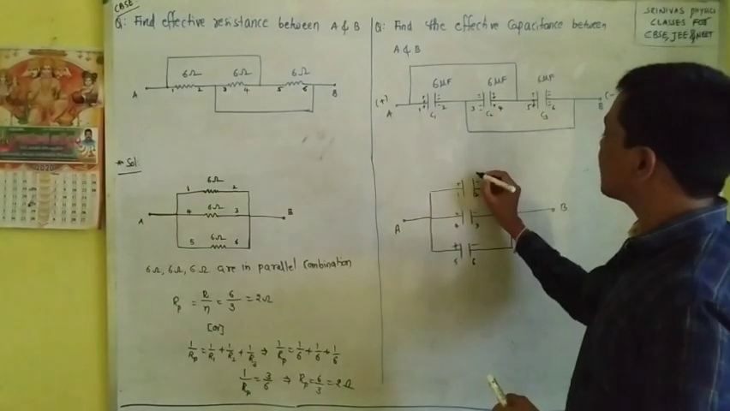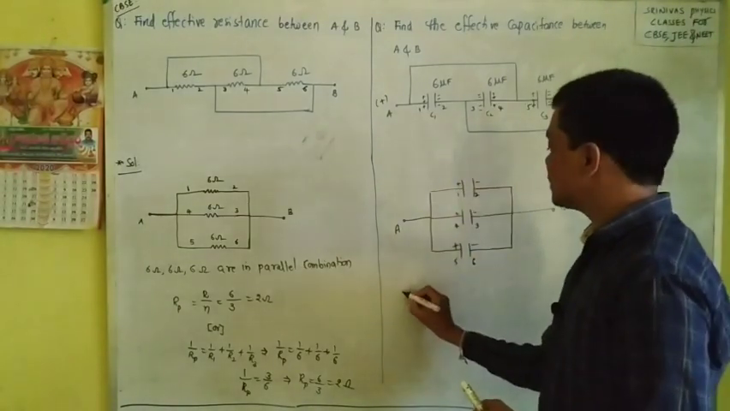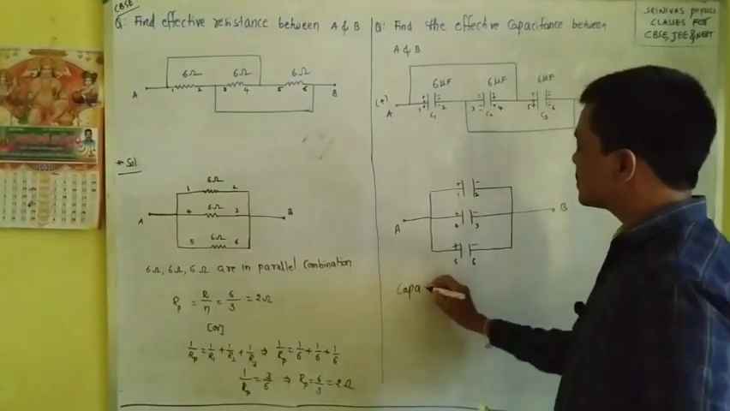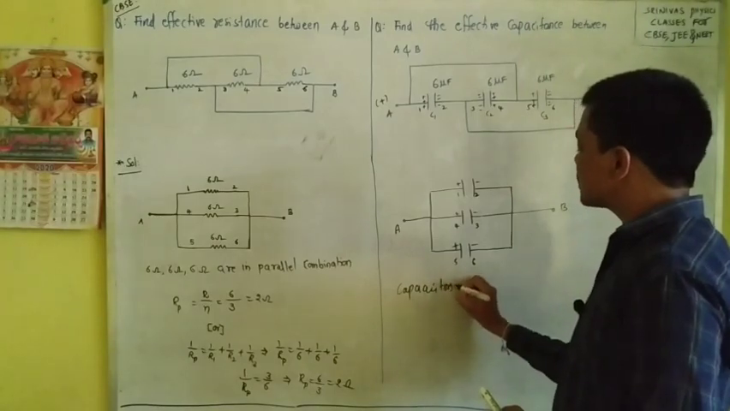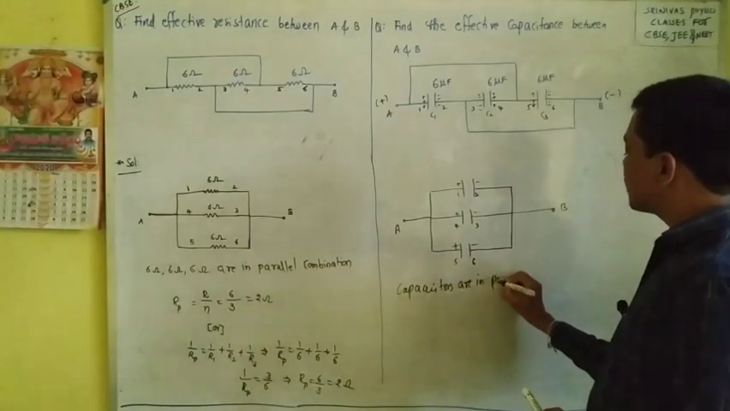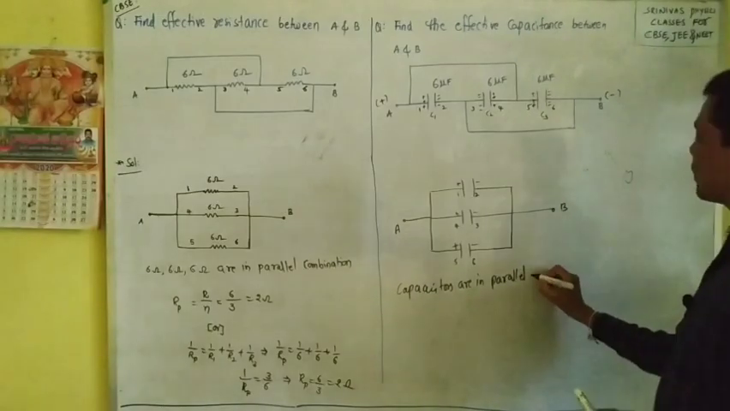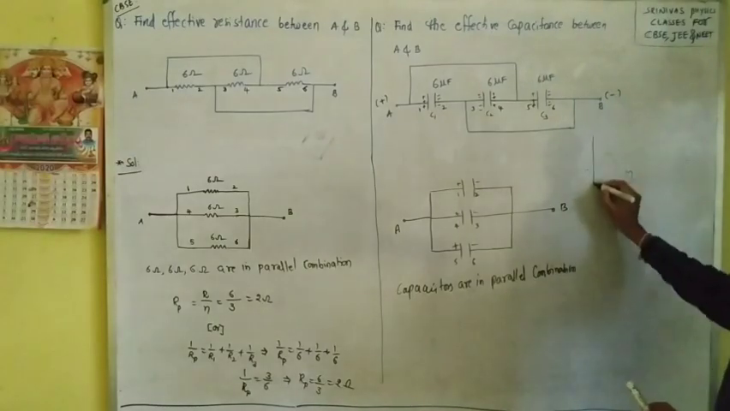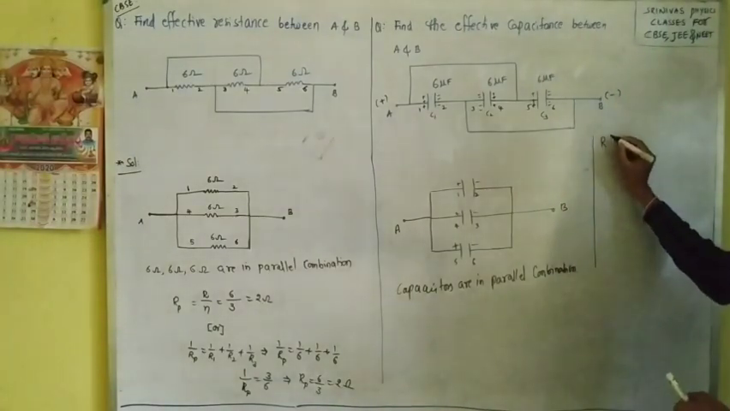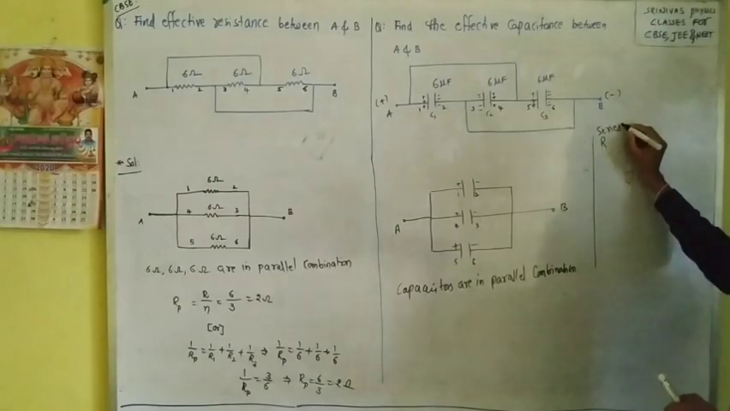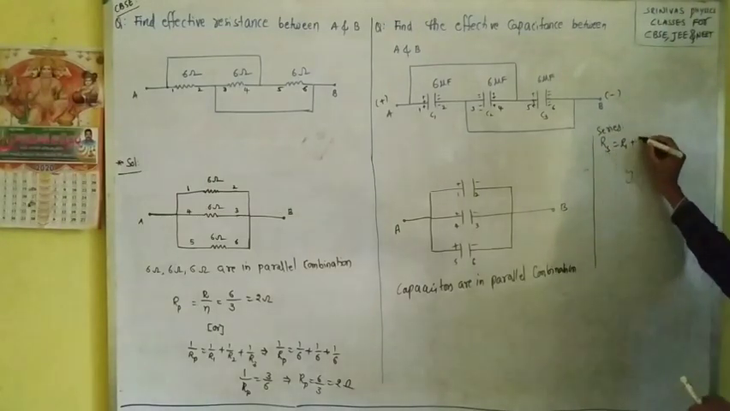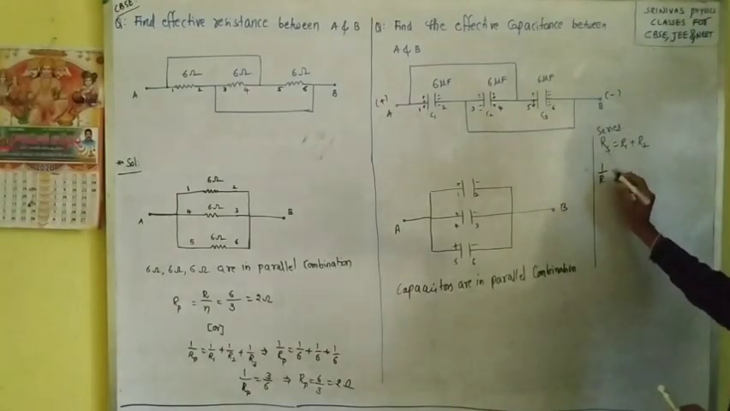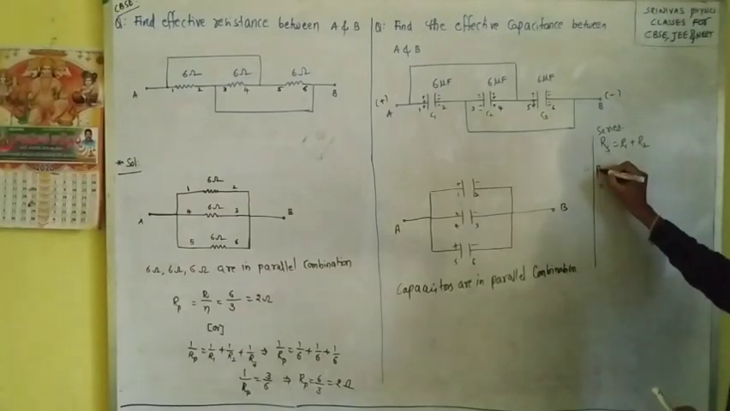And here these 3 capacitors are in parallel combination, right? Now what is the formula to find out the effective capacitance in the parallel combination? In case of resistors in series, the effective resistance formula is R1 plus R2, right? And in parallel combination, what do we write?